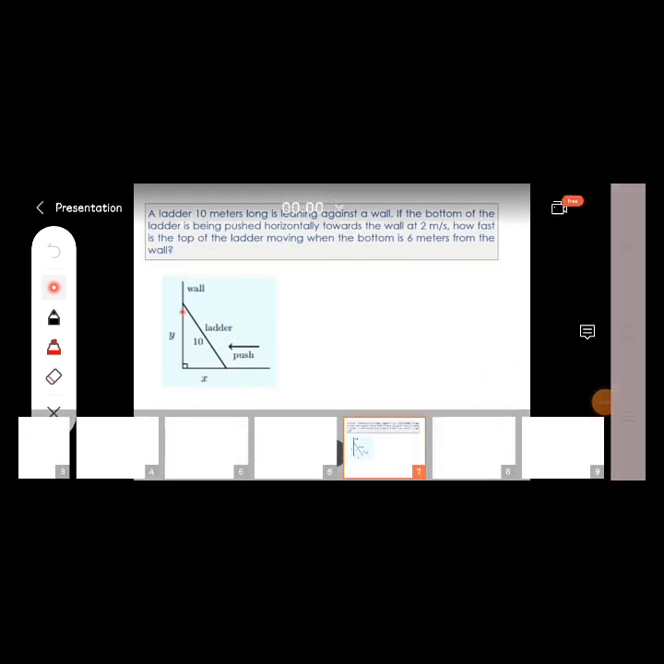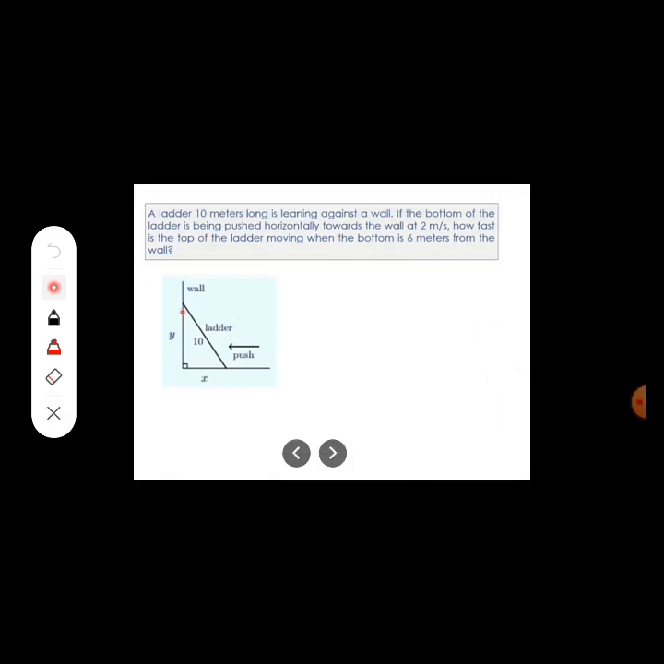So the next example: a ladder 10 meters long is leaning against a wall. If the bottom of the ladder is being pushed horizontally towards the wall at 2 meters per second, how fast is the top of the ladder moving when the bottom is 6 meters from the wall?